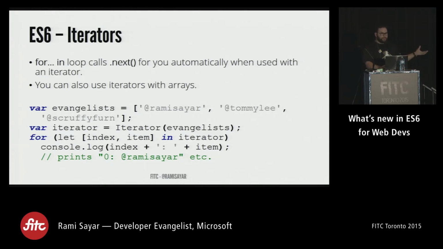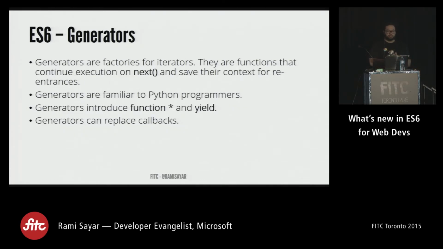So that's what an iterator is. What's a generator? A generator is basically a factory for iterators. It would make sense. It sounds similar, right? Like iterators, generators, if you can say it 5 times fast without messing it up, you can't. That's awesome. I can't. A generator is basically a function that continues execution whenever next is called. And it saves the context every single time next is called so that we can re-enter and reuse the generator. So if you're a Python programmer, you're very familiar with generators. And with this new feature, we're also introducing a couple of new keywords, function star and yield.